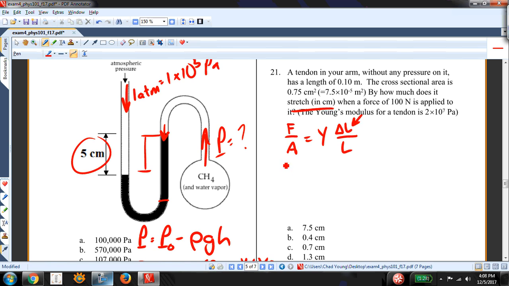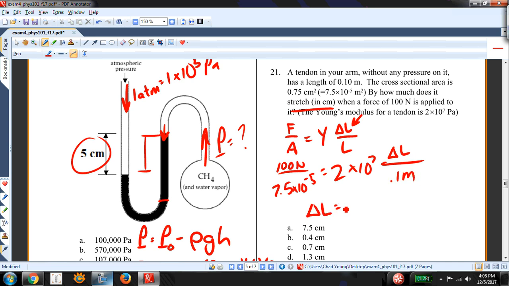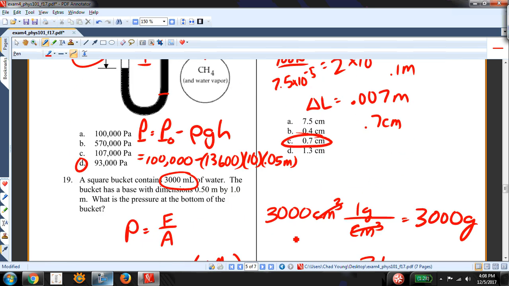So my force is 100 newtons. The area is 7.5 times 10 to the minus 5. There's my Young's modulus, 2 times 10 to the 7th. Delta L is what I'm looking for. L is 0.1 meters. And so I solve this for delta L, and delta L is equal to 0.007 meters, which is 0.7 centimeters. So C is the right answer for 21.